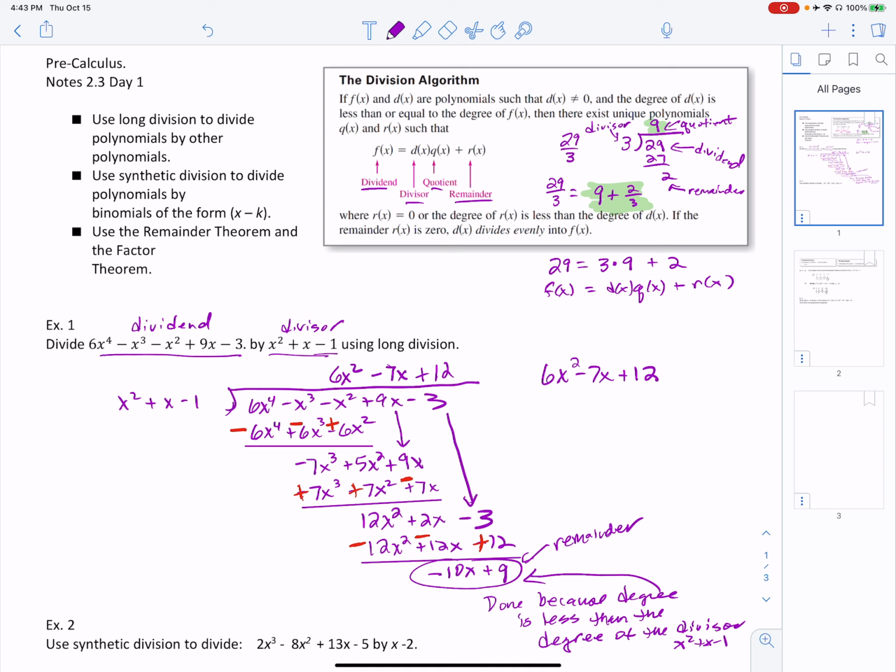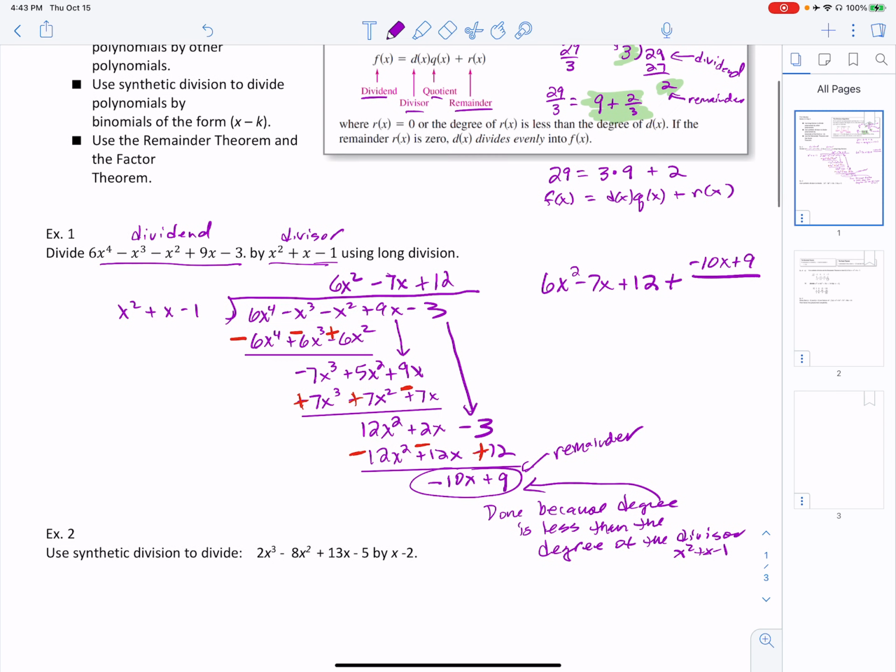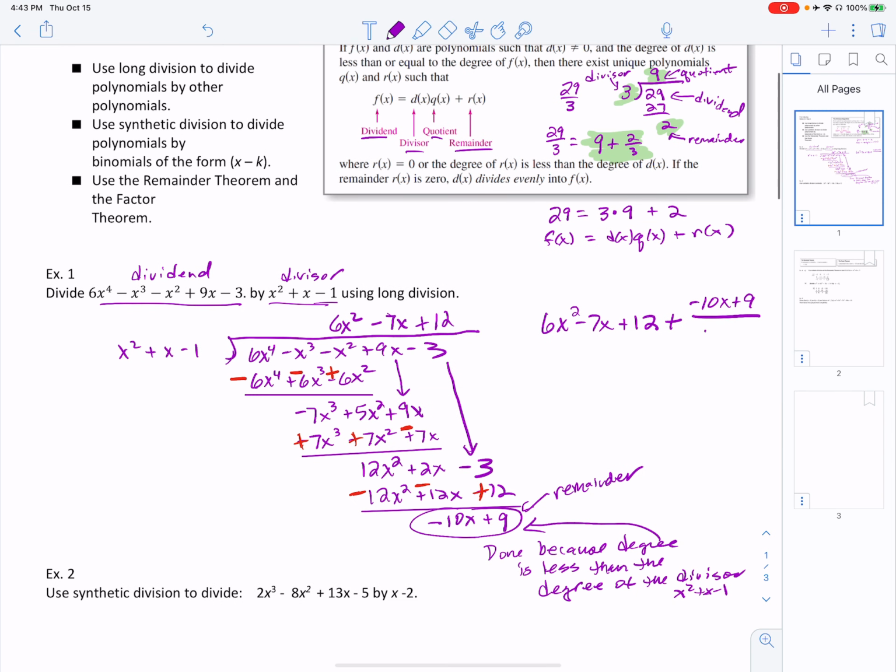And then next you take the 2 and put it over your divisor and use addition. So plus your remainder, which is a minus 10x plus 9, over your divisor. And what you're dividing by is that x squared plus x minus 1. And that is longhand division.